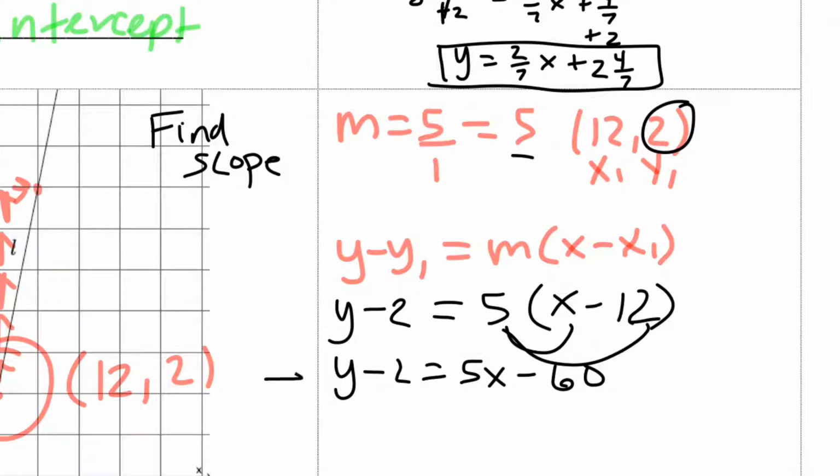And then I'm going to get the y by itself by doing the opposite. So right now we're subtracting 2 from y, and I want to do the opposite of that. So I'm going to add 2 to both sides. And I get y equals 5x minus 58.